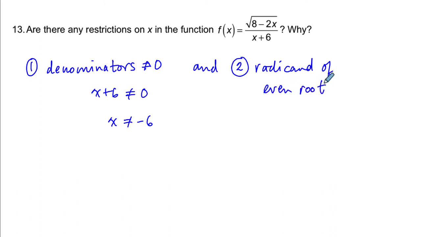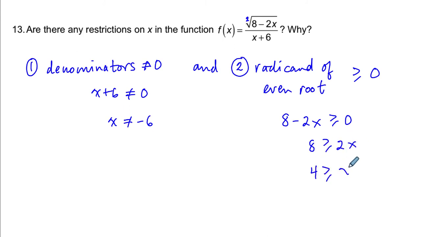And therefore the radicand of the even root has to be greater than or equal to 0. So setting up a condition on the radicand gives us 8 minus 2x greater than or equal to 0. And we can solve that inequality, 8 greater than or equal to 2x, and ultimately 4 is greater than or equal to x. This gives us 2 conditions that must be true about x. The first condition is that x cannot equal -6, and the second condition is that x must be less than or equal to 4.